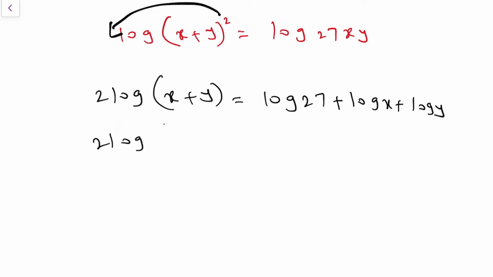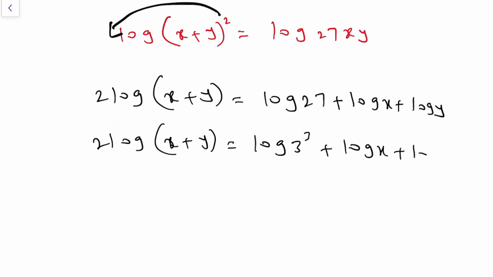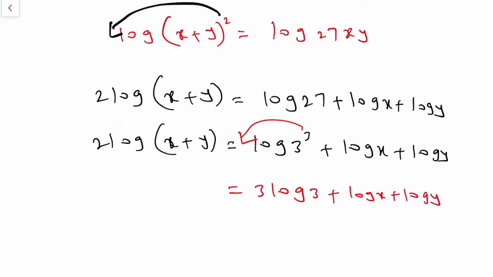Left side part I am writing as it is, that is 2 log of x plus y is equal to log 27, prime factorization is 3 power 3, plus log x plus log y. Now again this power will go to the front, left side part as it is, then it will become 3 log 3 plus log x plus log y, hence proved.